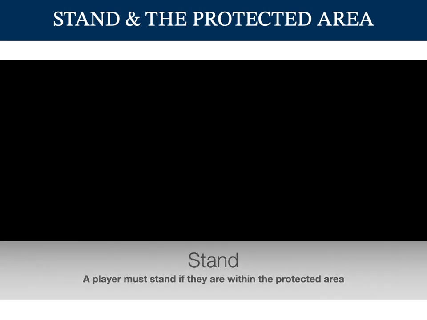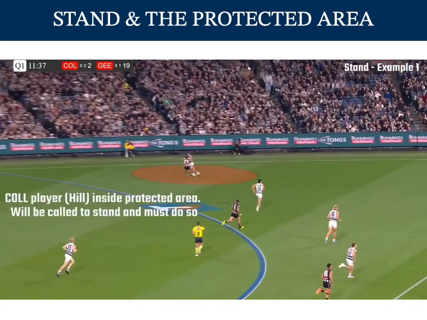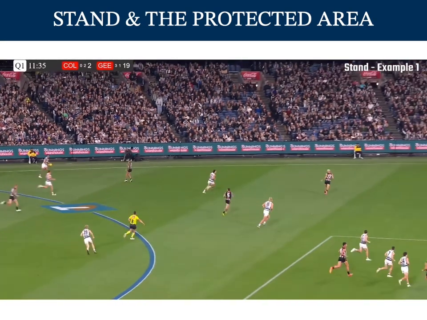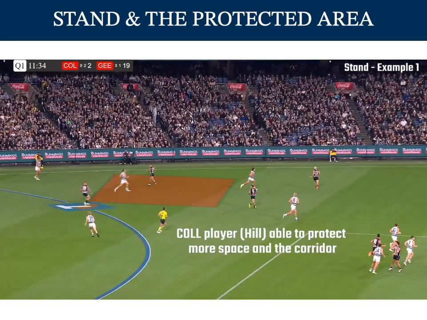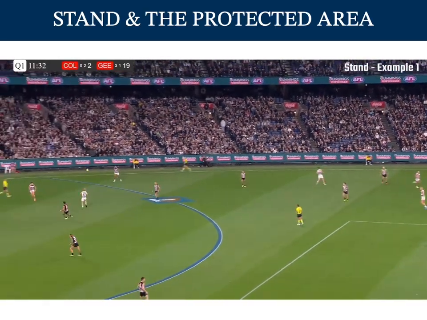Stand and the protected area. A player must stand if they are within the protected area when a mark or free kick occurs. In this example, the Collingwood player Bobby Hill is within the protected area when the Geelong player takes the mark. In 2026, he will be called to stand and must do so. If he retreats from the protected area like so, a 50-metre penalty will be awarded.